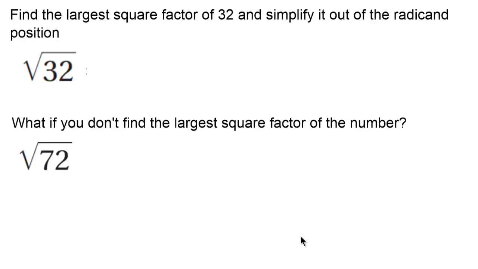So how do we simplify? Well, first we find the largest square factor of the number, in this case 32, and simplify it out of the radicand.